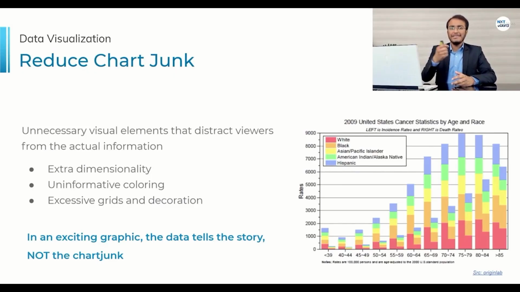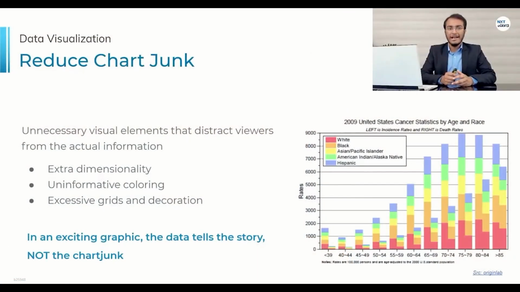Another junk is using uninformative coloring. Sometimes using different colors might give a really good visualization, more insightful and more meaningful, but if you just use colors randomly, without worrying about what they mean, then it doesn't make the chart meaningful or useful. Rather, it just makes it more confusing. Even though the colors don't mean anything specific, they might give some false impression about the data too. So we should avoid such chart junk.